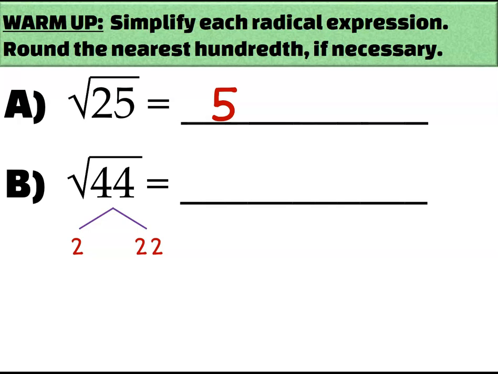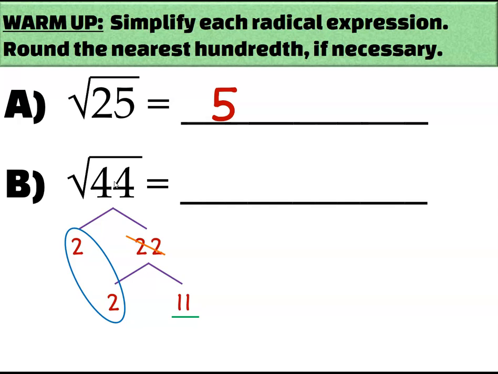But 22 can break into 2 and 11. 2 times 11 gives me 22. I'll go ahead and cross off 22 because I broke it down. So looking at our new branches, 2 again is completely simplified. That's a prime number, and so is 11. The only thing that I can multiply to get to 11 is 1 and 11. So now that I've gotten a completed tree, I need to look for pairs. I see a pair of 2s, and I see a lonely 11.